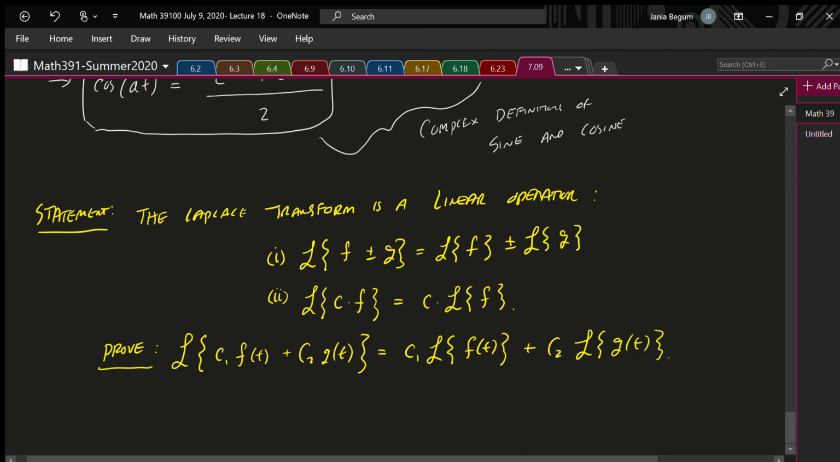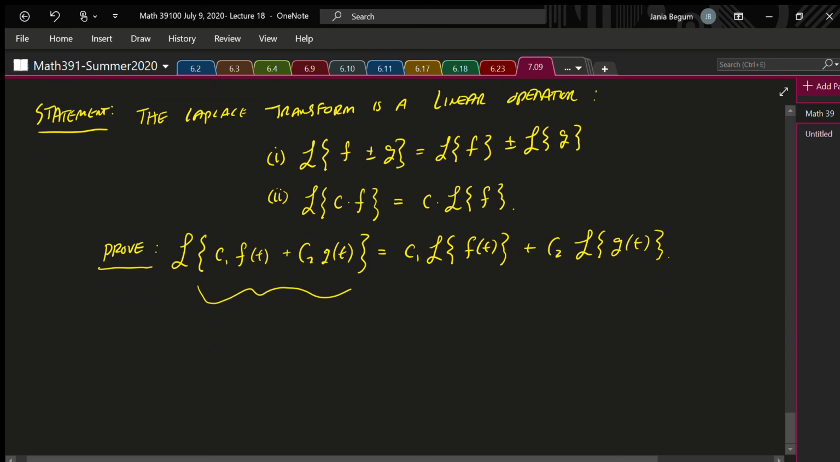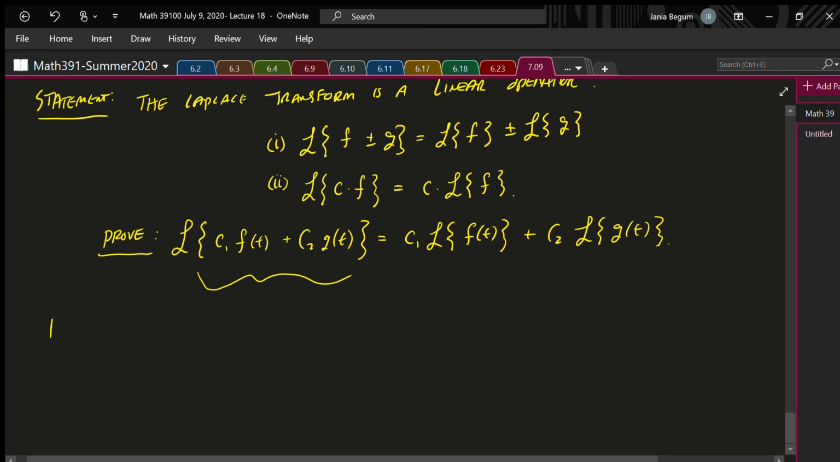So what I did, I joined 1 and 2 and made it into a linear combination of f and g, multiplied by the constants c1 and c2. If I take the Laplace transform of this, we claim that the Laplace transform of the left side is c1 times the Laplace transform of the function f of t plus c2 times the Laplace transform of g, and then we just put the two answers together. That's what we're going to prove. So here's the proof.